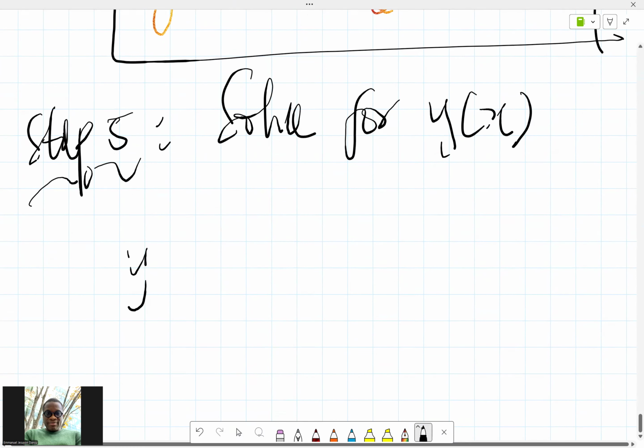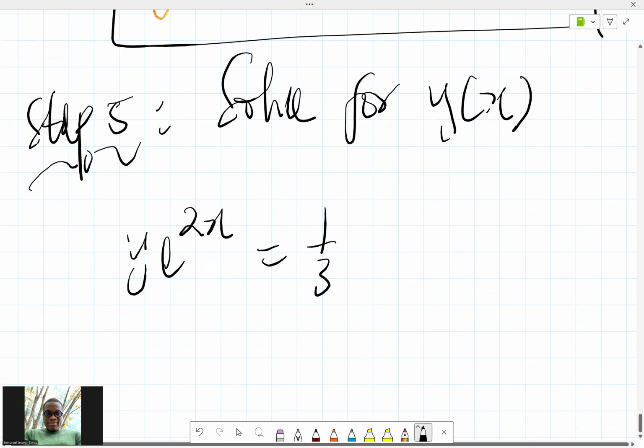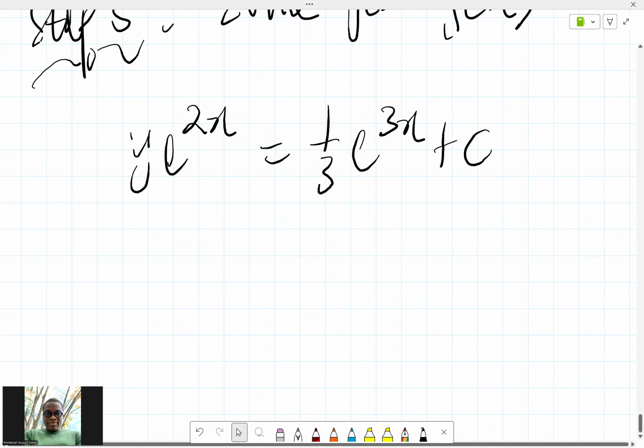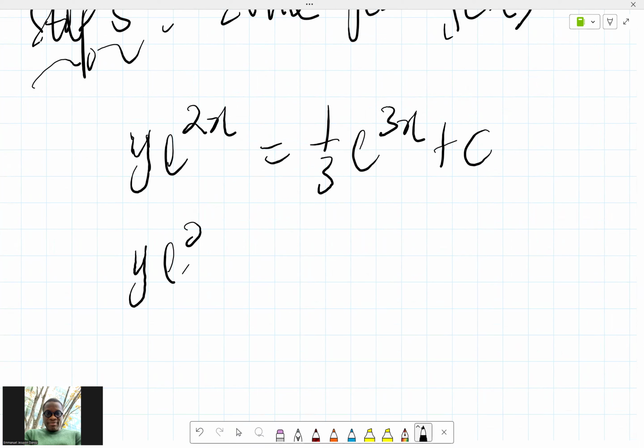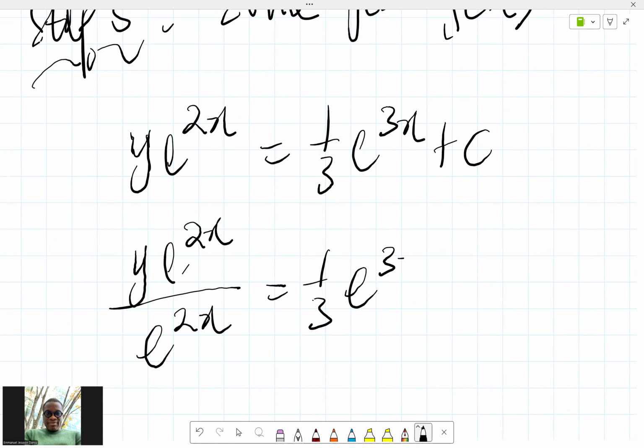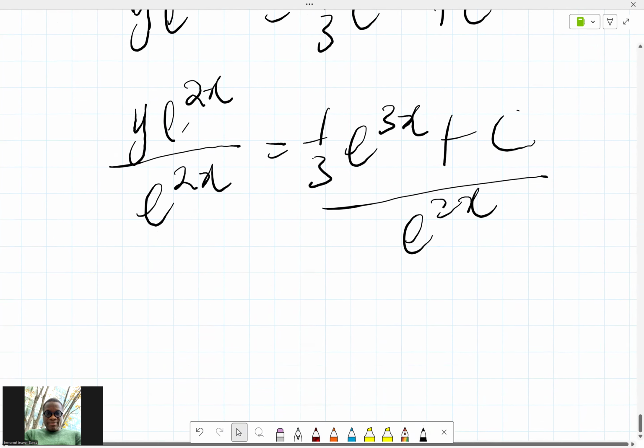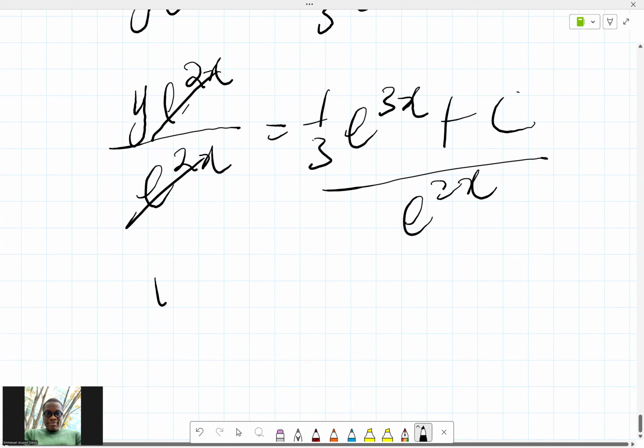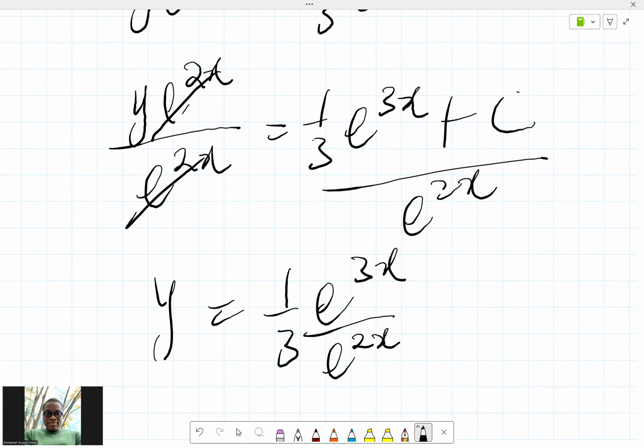The way to do that is you have y e^(2x) equals 1/3 e^(3x) plus the constant of integration c. Since you are looking for y, and the only thing disturbing y is e^(2x), you divide through by e^(2x). So we have y e^(2x) divided by e^(2x), equal to 1/3 e^(3x) plus c, all over e^(2x) that you're dividing with. So this cancels out, and y is equal to 1/3 e^(3x) all over e^(2x), plus c all over e^(2x).